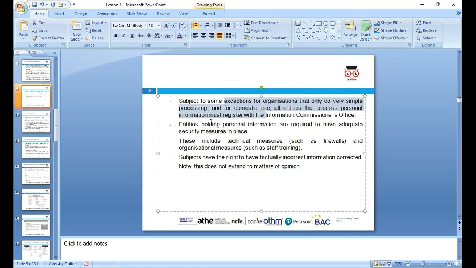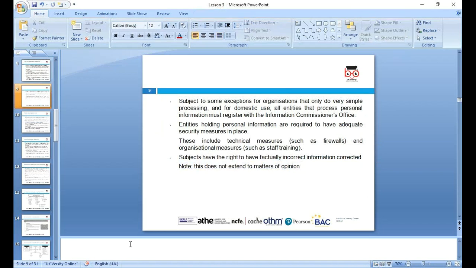On data subject expectation, organizations only do very simple processing and domestic use. An entity holding personal information is required to have adequate security measures. Yes, we need to secure the data. These include technical measures, such as virus protection. Subjects have an access right and the right to have factually incorrect information corrected. So we need to look at these, especially if we're dealing with credit.